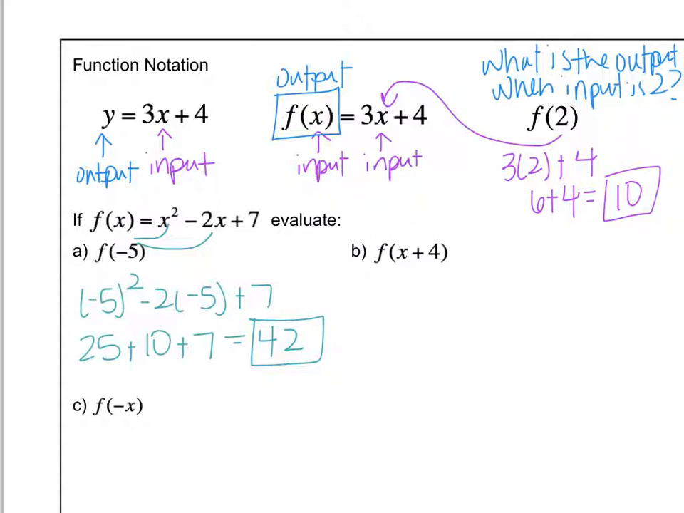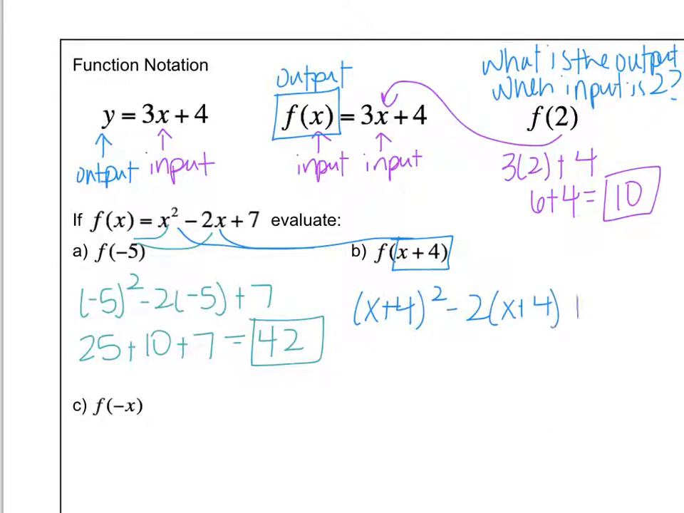Part B. Again, the thing in parentheses is what you have to plug in for x. So now this whole chunk is what I have to plug in for both of the x's over there. So I'm going to plug in to the first one, and it's going to turn into x plus 4 squared, minus 2, x plus 4 is going to go where the x was, plus 7.